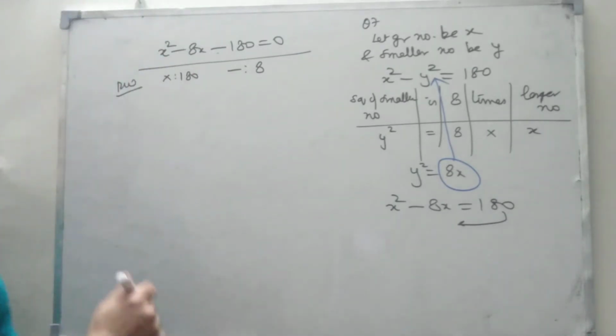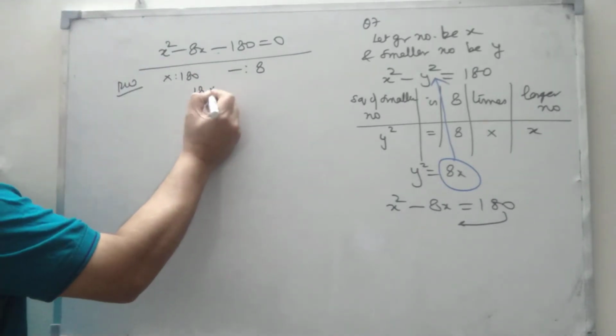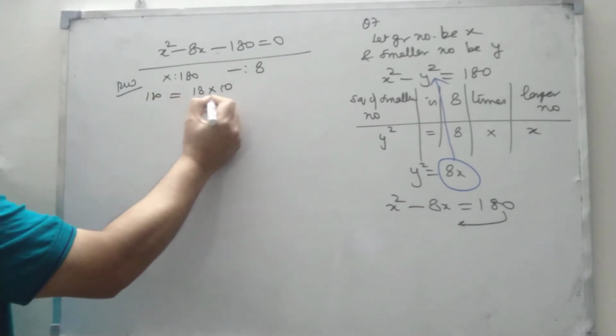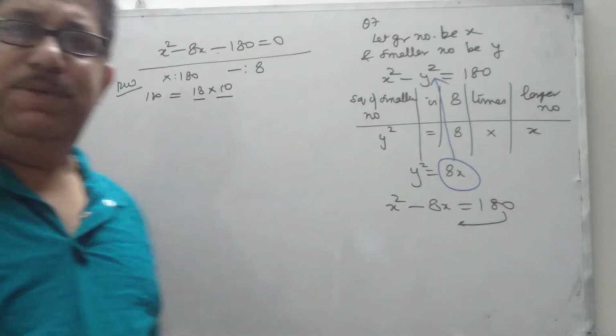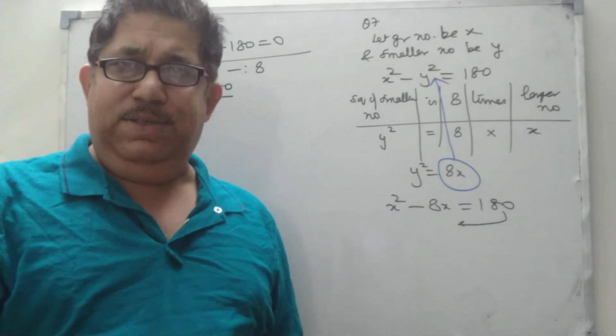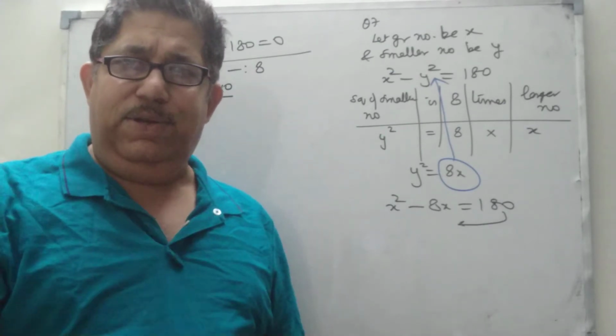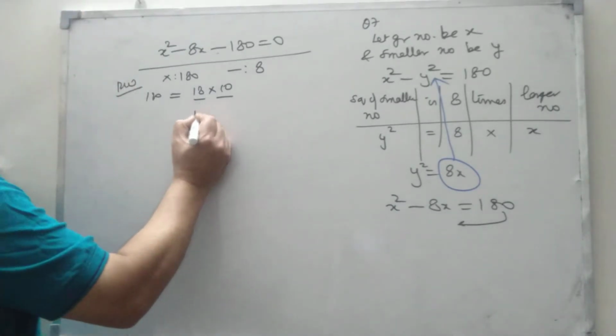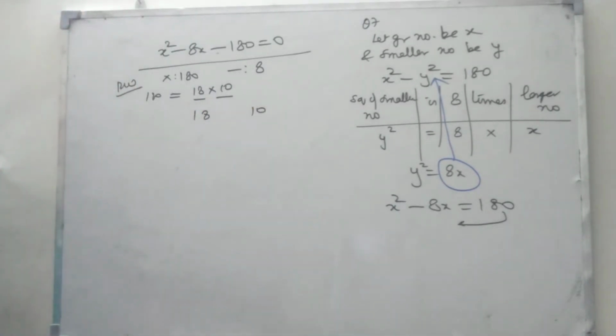You can see that what is 180? 18 into 10 is 180. What is the difference between 18 and 10? The difference between 18 and 10 is 8. So I think we have hit the nail on its head. We have really got what we wanted. The numbers are 18 and 10.